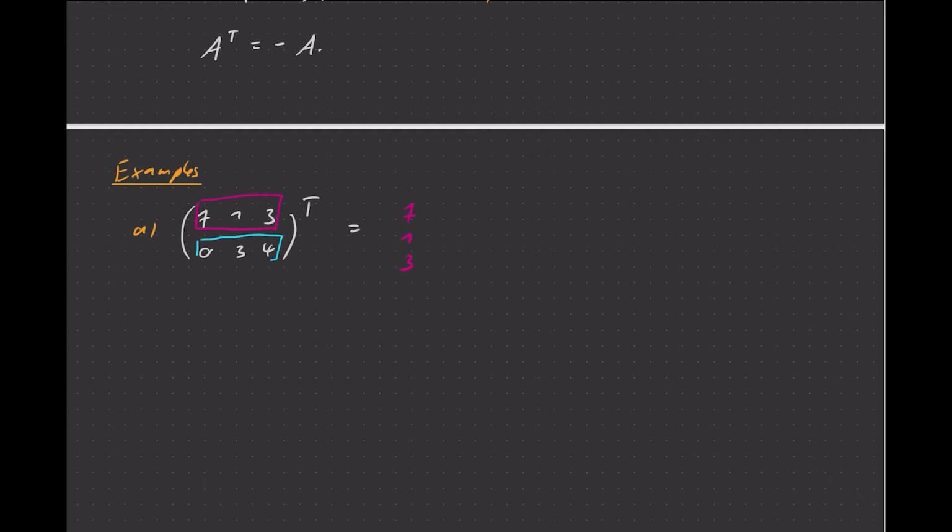Now we take the second row of the original matrix and write it as the second column of our new matrix. So that's the column 0, 3, 4. And this is the transposed matrix here. And you'll notice this is in R 3 by 2, 3 rows, 2 columns. Whereas this original matrix, 7, 1, 3, 0, 3, 4, is in R 2 by 3. 2 rows, 3 columns.